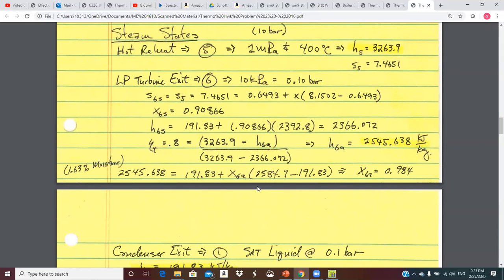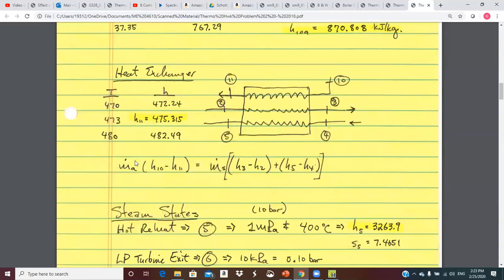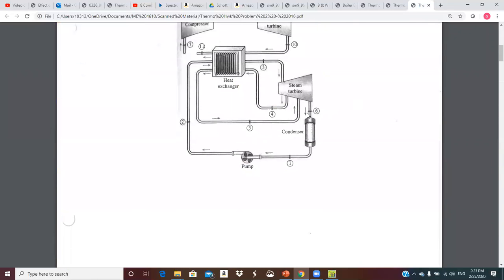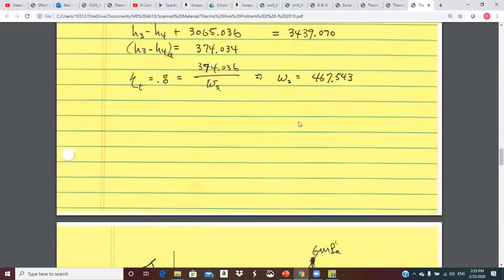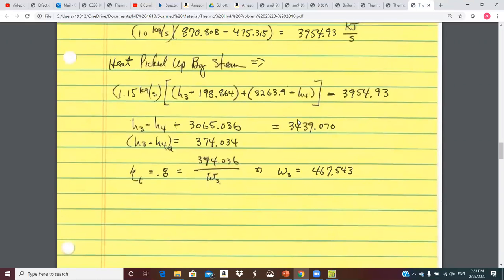So coming out of that turbine, we've got 1.63% liquid going to the condenser. The rest of it's low pressure vapor coming out here. Sometimes they don't ask for that. Sometimes they do.